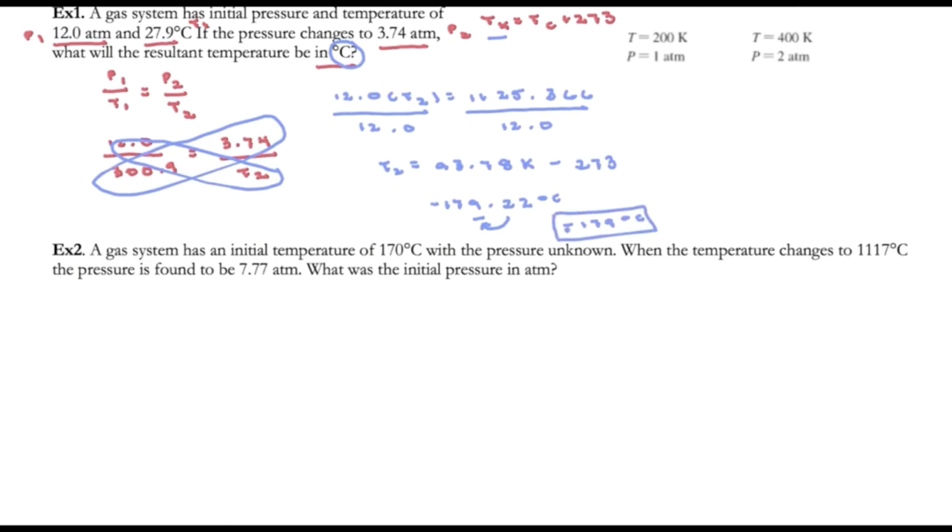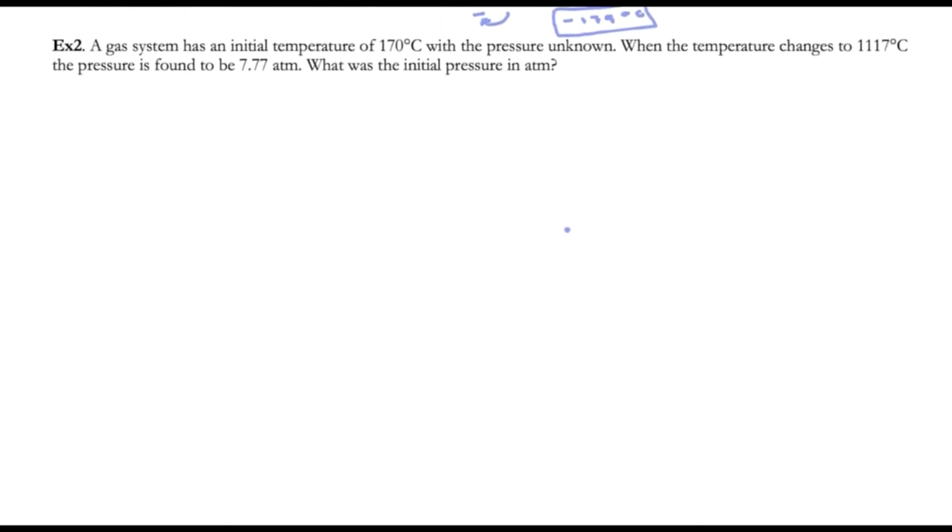All right, let's look at the next example. A gas system has an initial temperature of 170 degrees Celsius with the pressure unknown. So this is my T1, and the pressure for that initial situation is unknown, so that's going to be my P1. When the temperature changes to 1,117 degrees Celsius, so that's my T2, the pressure is found to be 7.77 atmospheres, so that's my P2. What is the initial pressure in atmospheres?